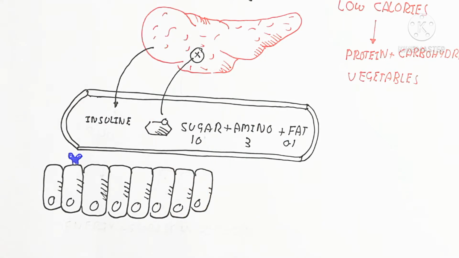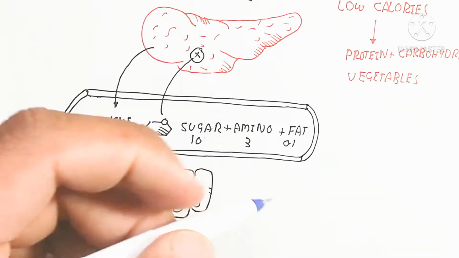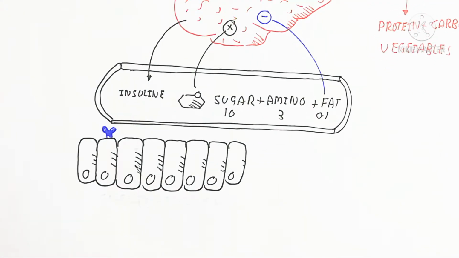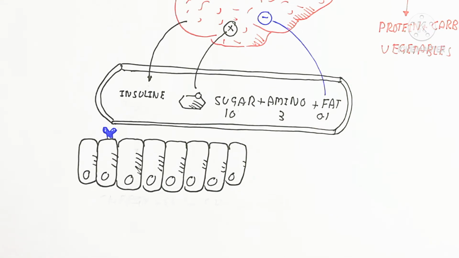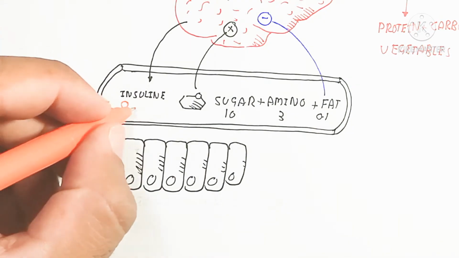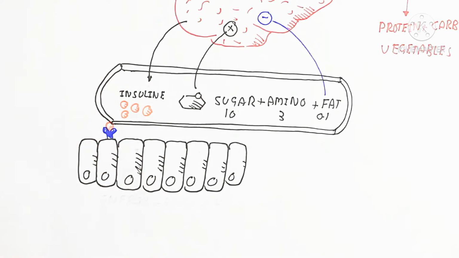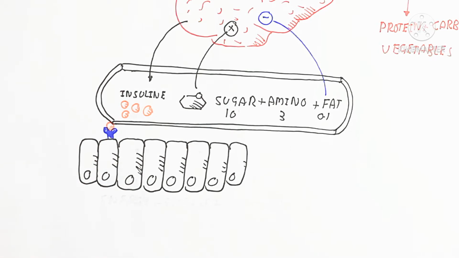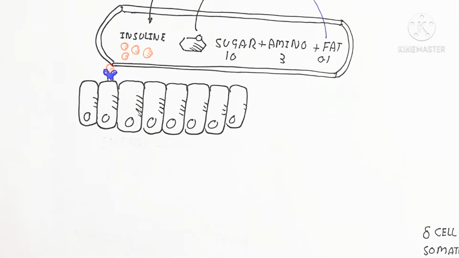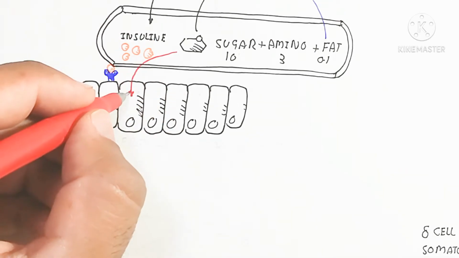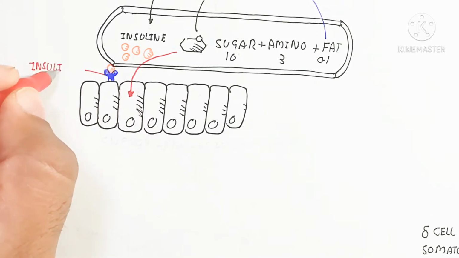So the insulin production is here, and here the glucose level will be high. The sugar stimulates insulin 10 times more as compared to the amino acid, and amino acid 3 times more as compared to the fat. So the fat is usually neutral. It does not stimulate the insulin. It is important to know that if insulin is not stimulated, the adipose tissue will not develop. So obesity is inhibited.